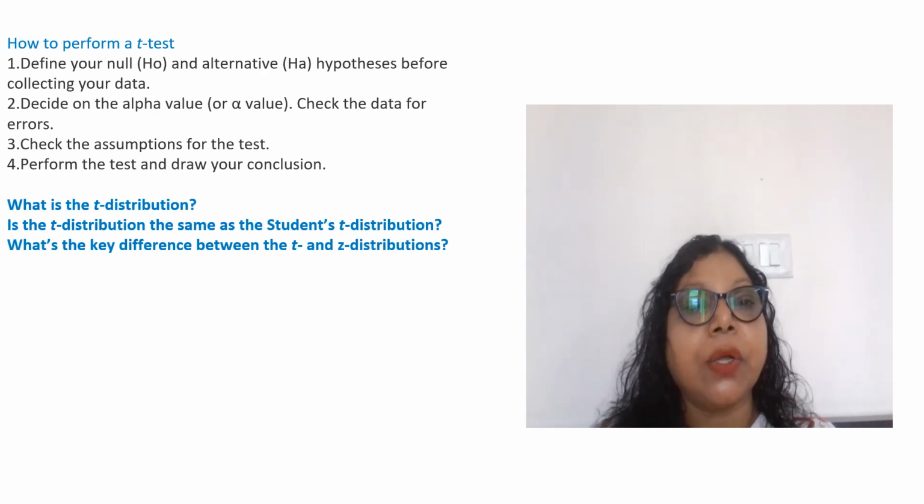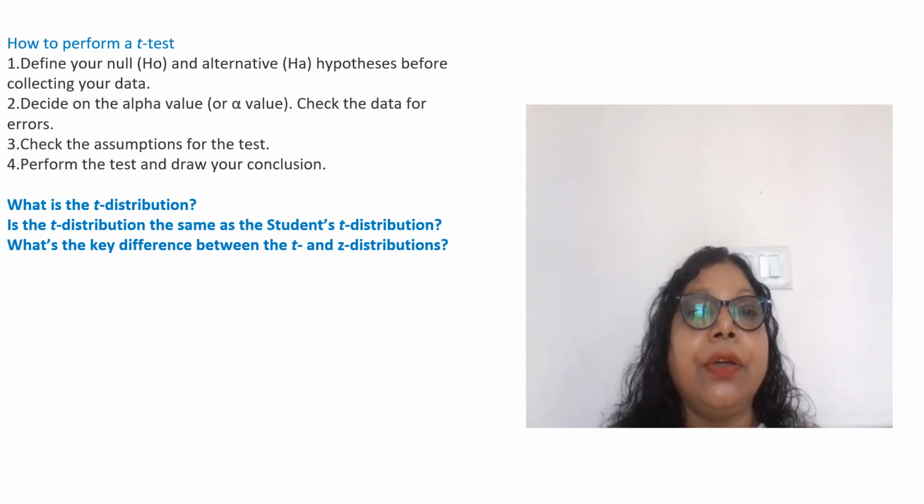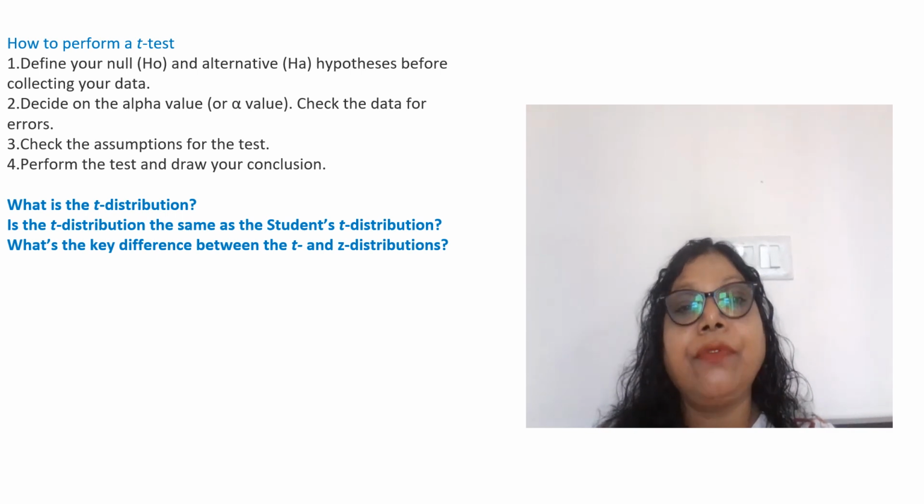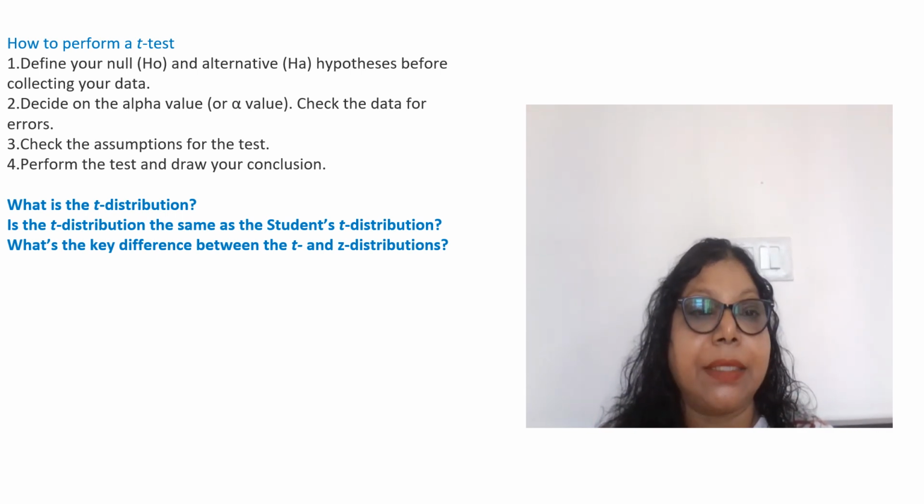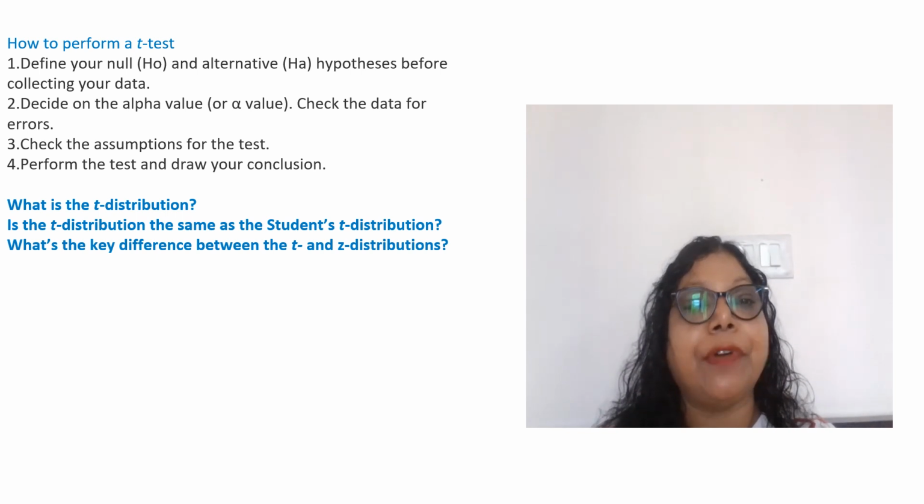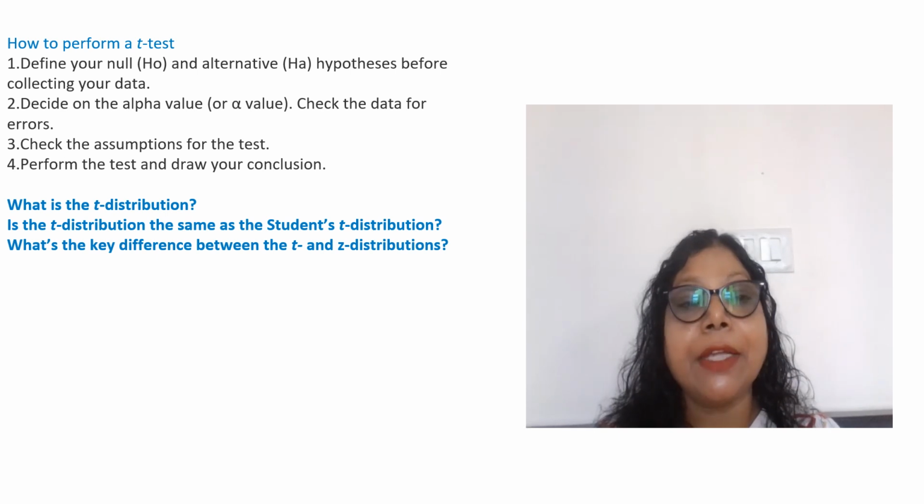So after understanding all the details about the hypothesis and the test, now the question arises how to perform a t-test. To perform a t-test, which involves means, we have to perform steps in the analysis. The first step is to define our null hypothesis and alternate hypothesis before collecting our data. After collecting the data, we should decide upon the alpha value. That means determining the risk we are willing to take of drawing the wrong conclusion.